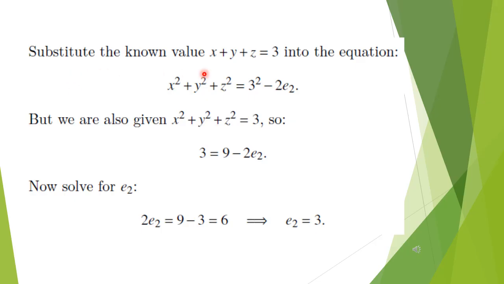Substituting x plus y plus z equals 3, we get 3 equals 3 squared minus 2 E sub 2. Since we are given that x squared plus y squared plus z squared equals 3, we set up the equation 3 equals 9 minus 2 E sub 2. Solving for E sub 2, 2 E sub 2 equals 6. E sub 2 equals 3.